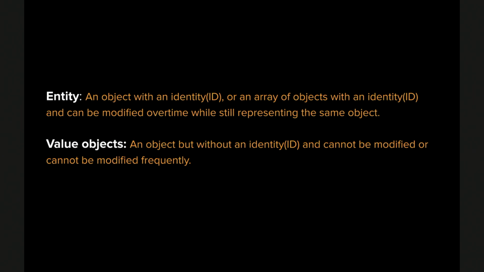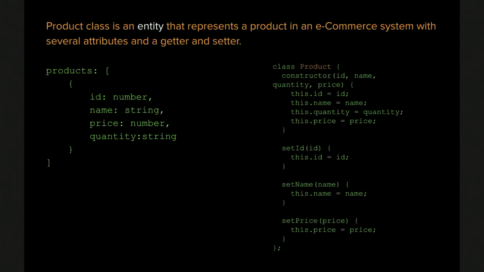So remember, an entity has an ID and can be modified. A value object does not have an ID and cannot be modified, or is modified rarely. Now, here's an example of an entity. He told us that users can add products. The product includes the name, the price, and quantity. If we think about it, when users go to an e-commerce website and add products to their cart, sometimes they take out a product they've added before and add a new product, or they update the quantity. They can keep updating, keep adding, keep removing.